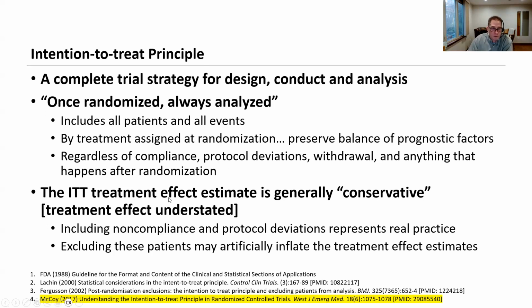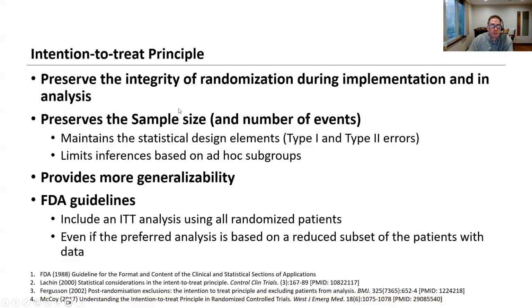The intent to treat treatment effect estimate is generally conservative. It includes non-compliance and protocol deviations, which represent real practice. Excluding these patients may artificially inflate the treatment effect estimates, right? So if you're doing a superiority analysis in particular, the intent to treat principle gives you a conservative estimate of how effective your experimental arm is, right? This preserves the integrity of the randomization during implementation and analysis beyond just the randomization. It preserves the sample size and number of events.